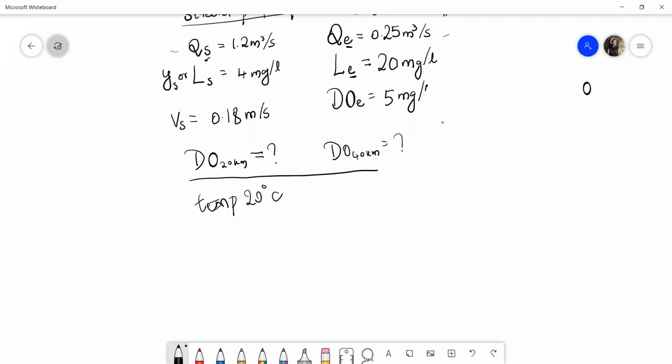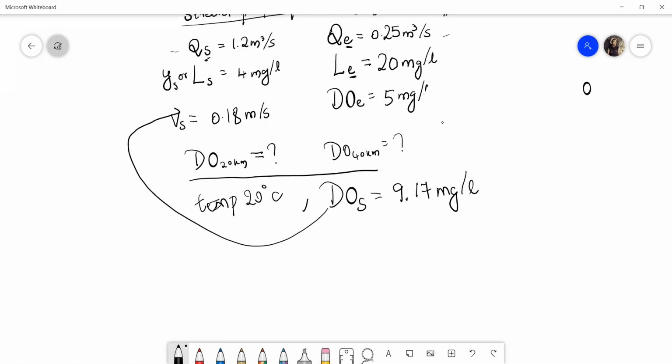9.17. Saturation DO is only for the stream water. Always saturation DO will be there for stream water. So therefore, dissolved oxygen for the stream is given as 9.17 mg per liter. It will come here somewhere. We can write it: dissolved oxygen for the stream is given as 9.17 mg per liter, that is at 20 degrees Celsius.